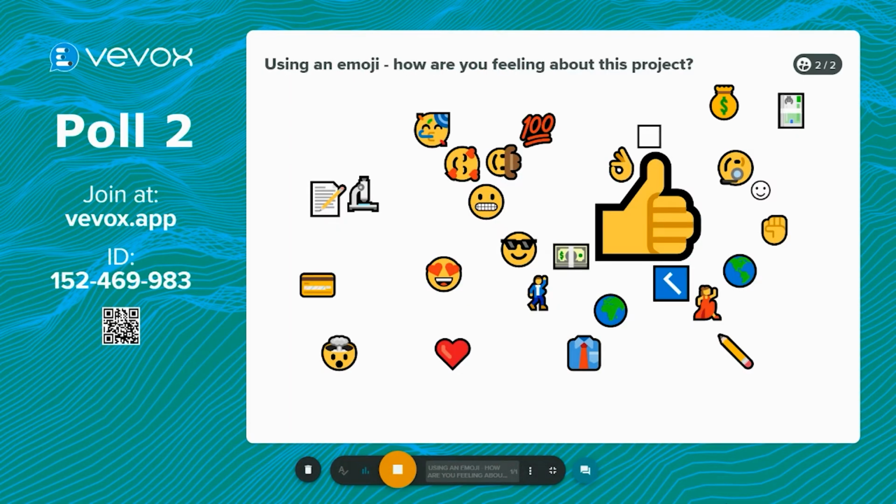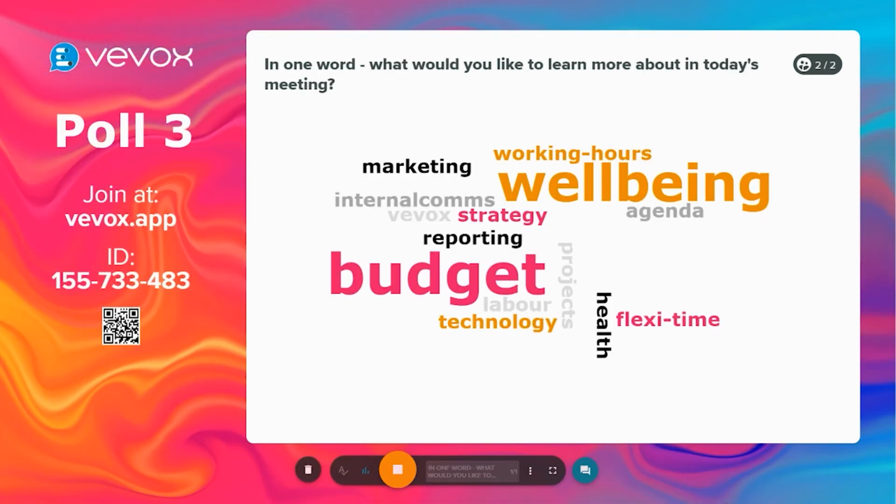Polling question number 2. Using an emoji, how are you feeling about this project? Now this question will bring a positive light on the project you're about to dive into, whilst also boosting the morale of the whole team and getting everyone excited for what's coming next.